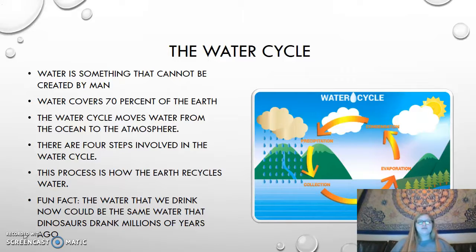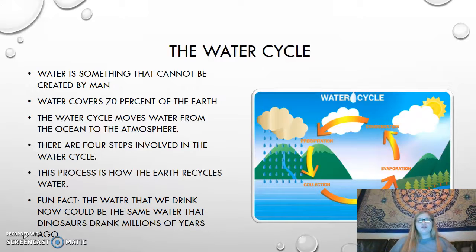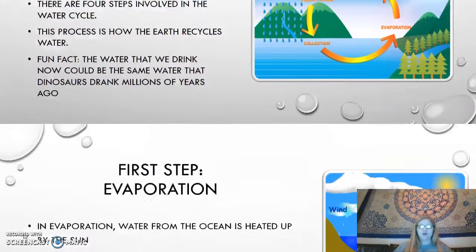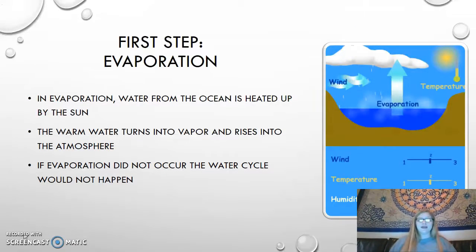But the water cycle is how the earth recycles water. So the earth has been recycling water for millions of years. A fun fact is the water that we drink nowadays could be the same water that dinosaurs drank millions of years ago, which I think is really cool, that somehow we've kept this water going and the earth has kept water recycling like it has.